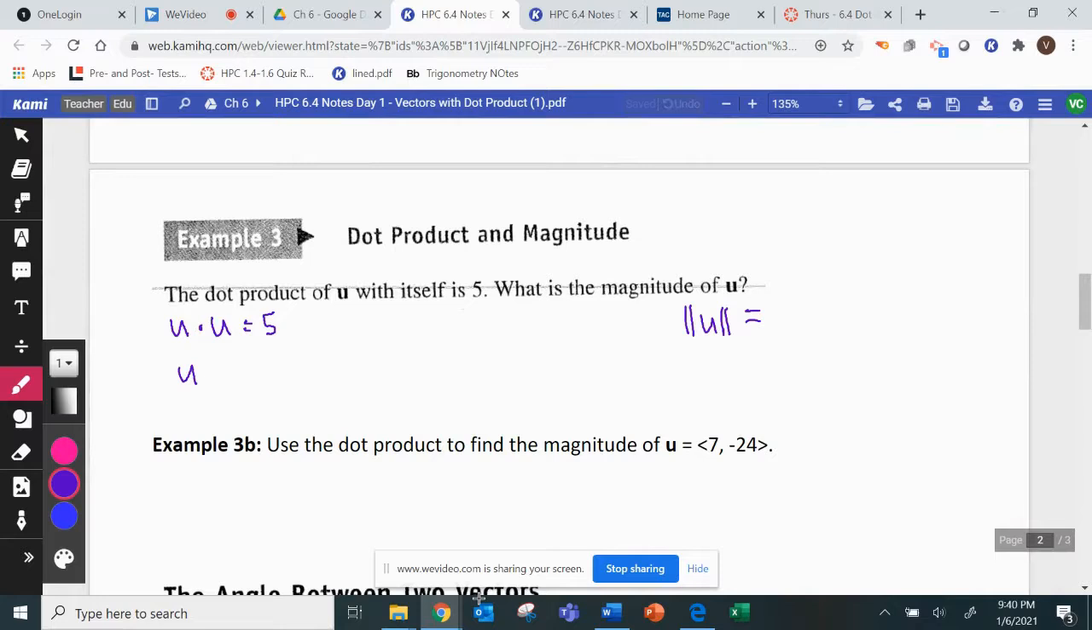So a dot product of the vector with itself is equal to the magnitude of that vector squared. So I can use the transitive property or substitution, and we can say that magnitude of u squared is equal to 5. And to solve that, we'll just square root both sides, and we will get the magnitude of u is equal to the square root of 5. Magnitude would not be negative because we're talking about length.